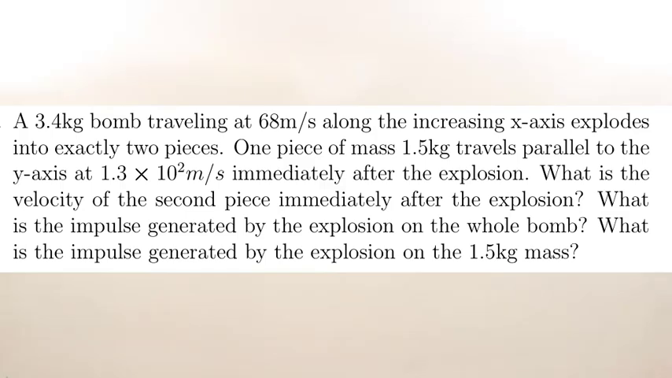A 3.4 kilogram bomb traveling at 68 meters per second along the increasing x-axis explodes into exactly two pieces. One piece of mass 1.5 kilograms travels parallel to the y-axis at 1.3 times 10 squared meters per second immediately after the explosion. What is the velocity of the second piece immediately after the explosion? What is the impulse generated by the explosion of the whole bomb? What is the impulse generated by the explosion on the 1.5 kilogram mass?